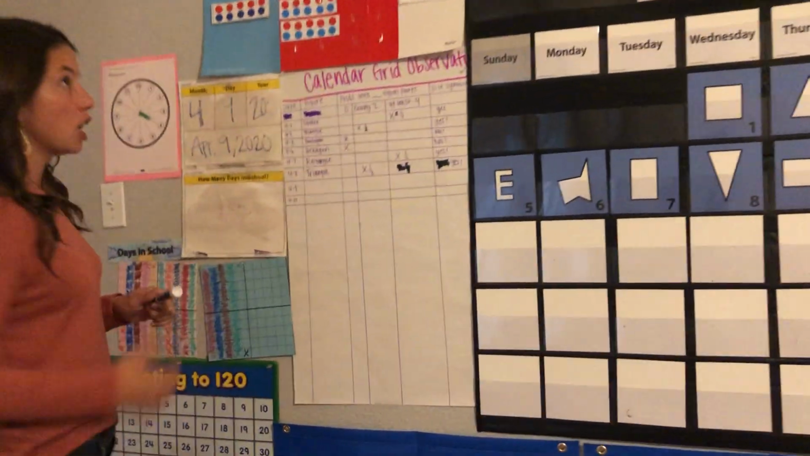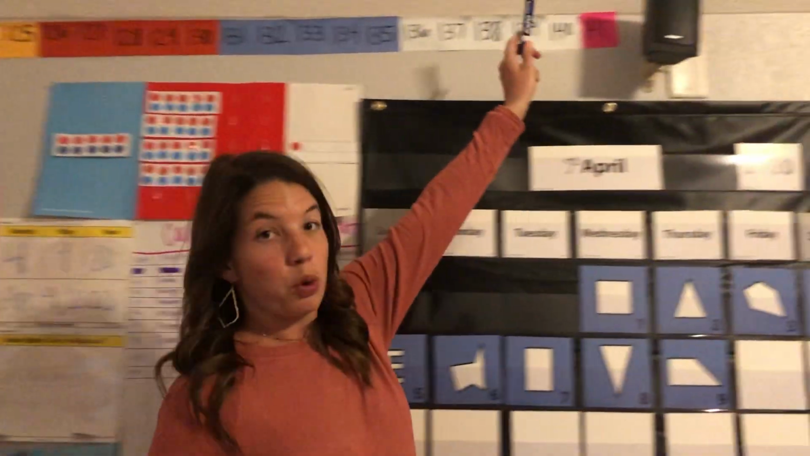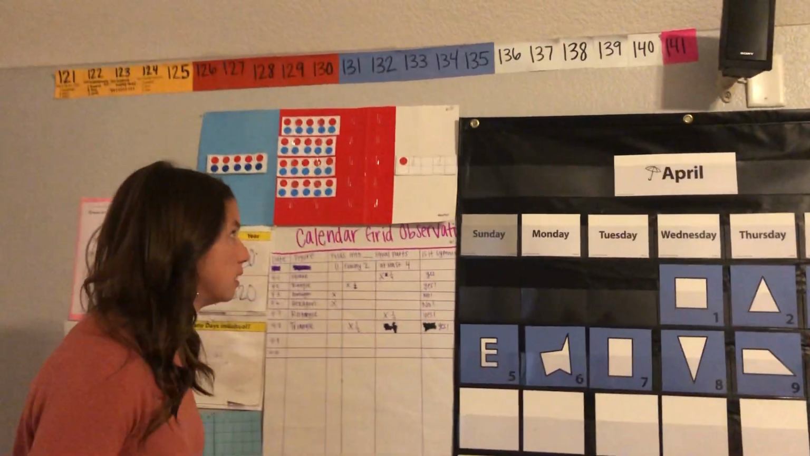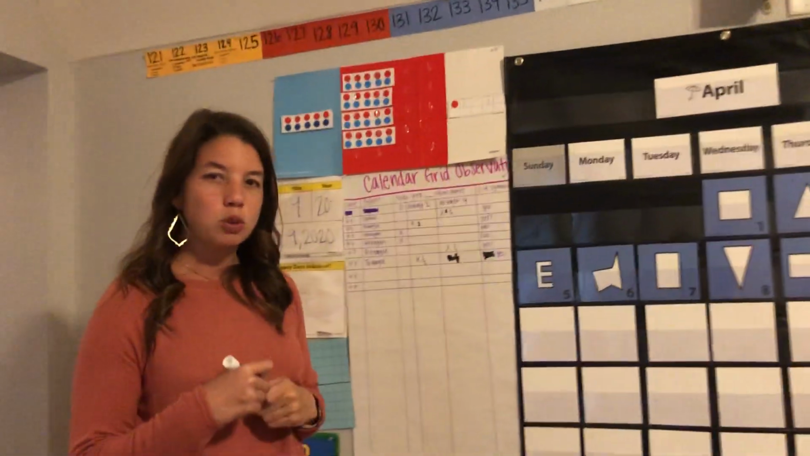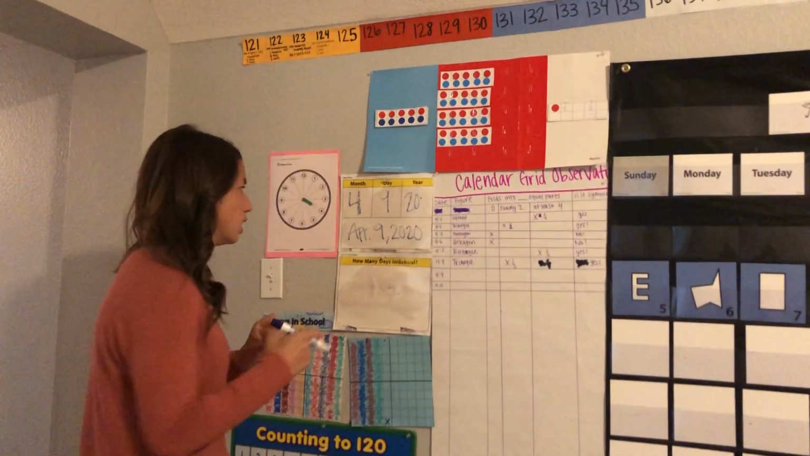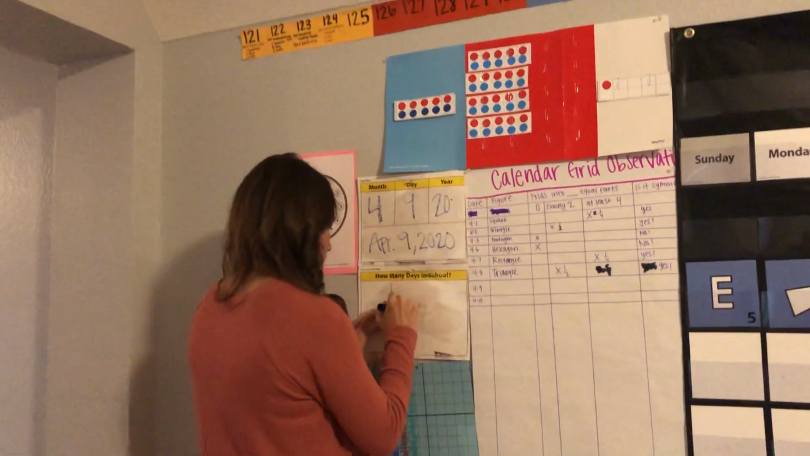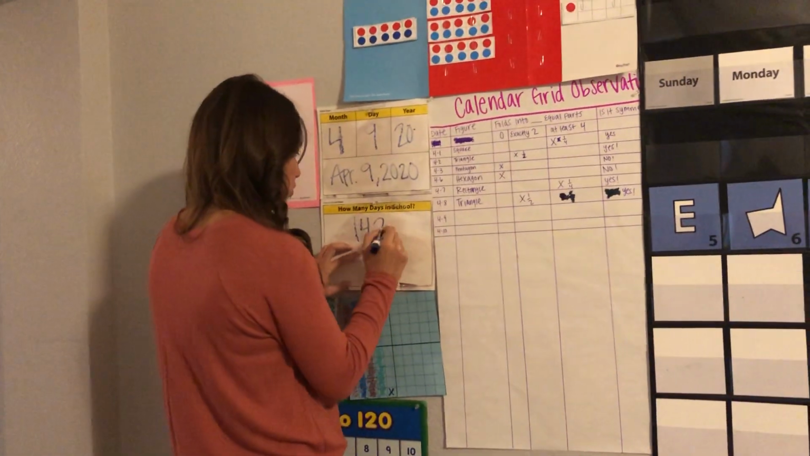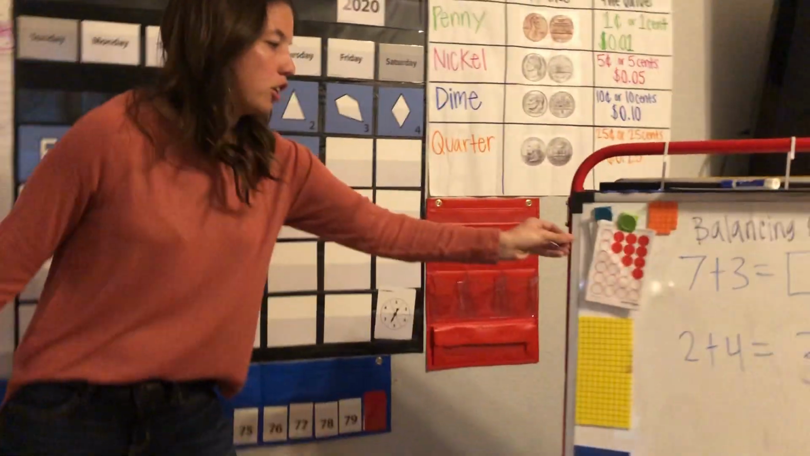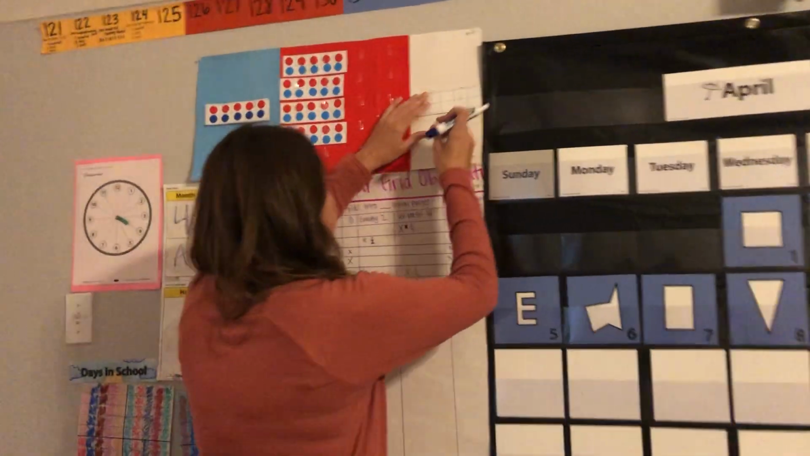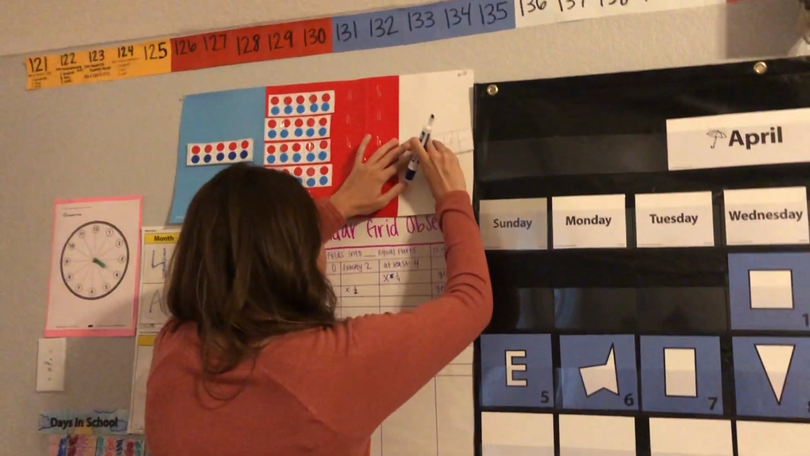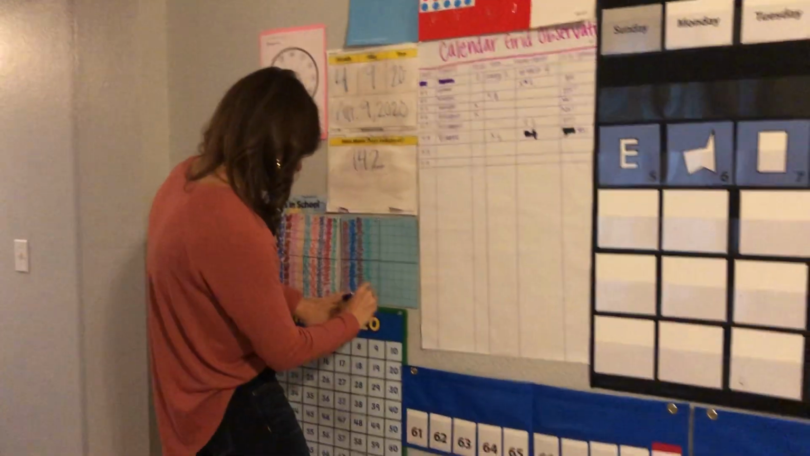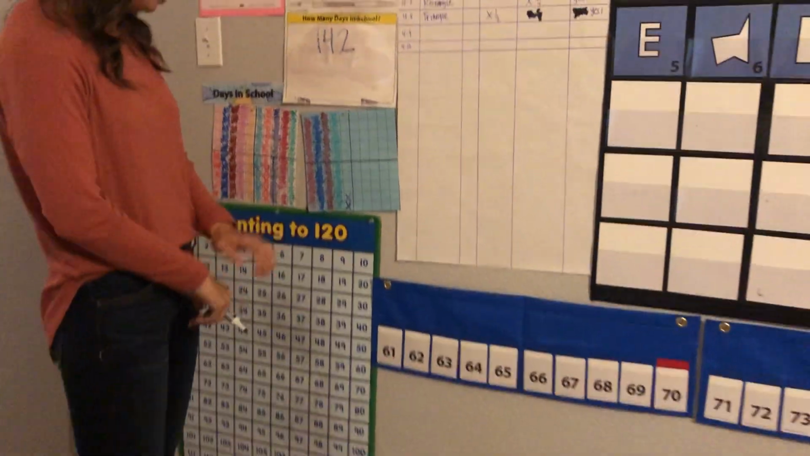All right, boys and girls, let's talk about how many days we've been in school. Yesterday was 141 days. How many days have we been in school today? That's right, 142 days. So I'm going to add a dot to our tens frame and an X to our hundreds grid.